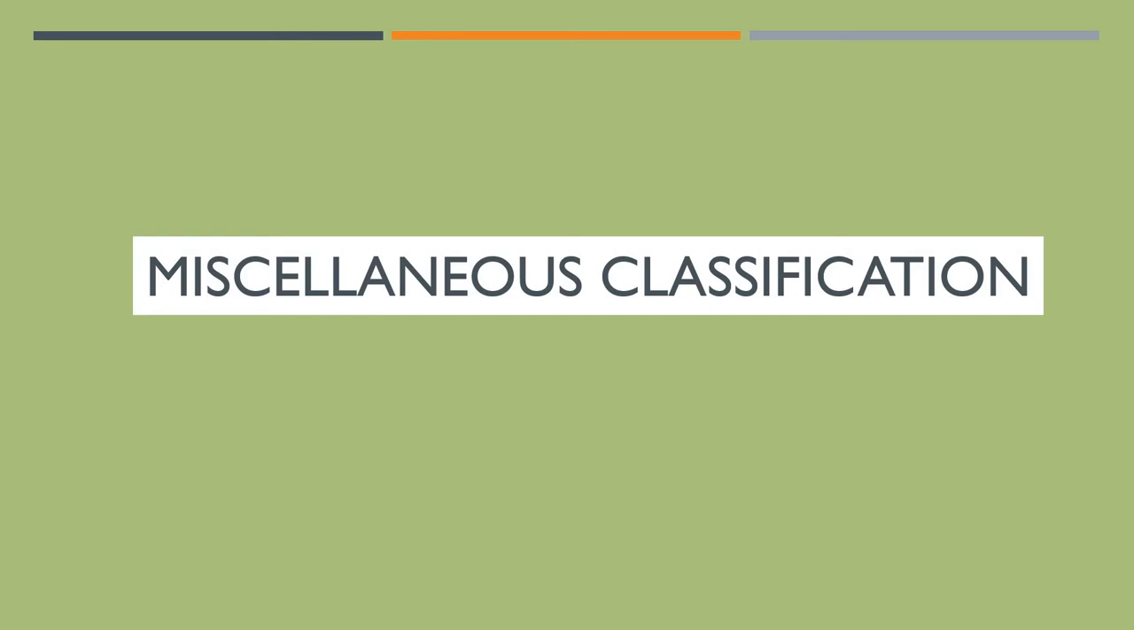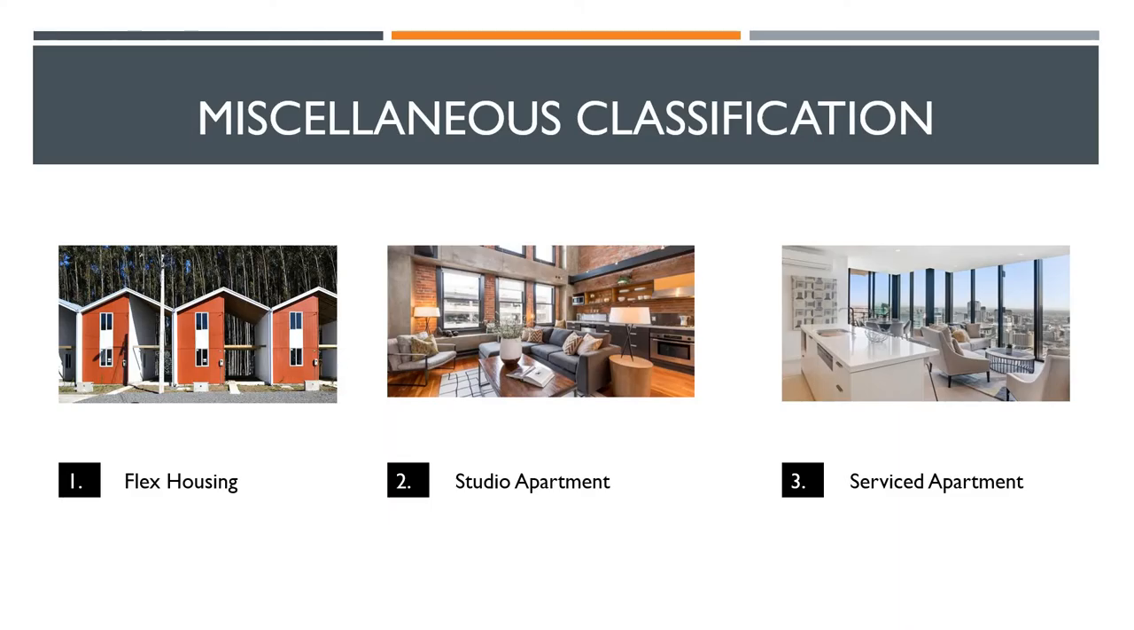The next type of classification is a miscellaneous classification, where we do not have any single topic, but all the different kinds of housing typologies have been clubbed in this classification. The first is flex housing. The most famous flex housing has been done by Alejandro Aravena. You can see the picture. It's Quinta Monroy in South America.